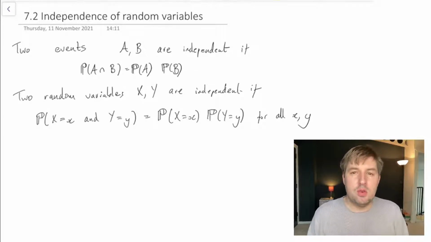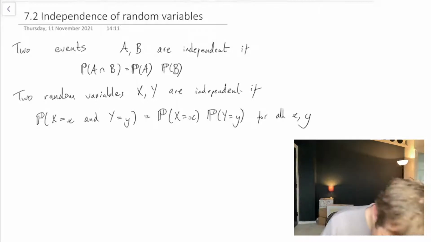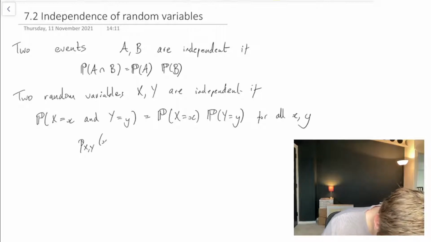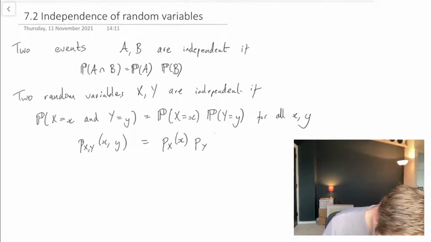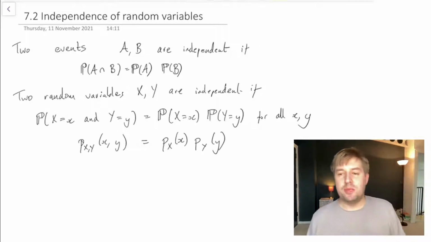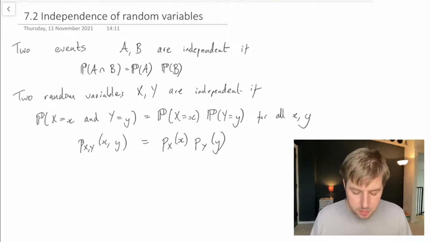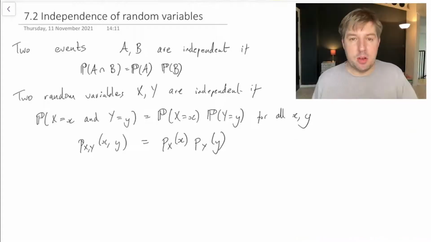We can actually write out this definition using the language we learned in the previous subsection about joint and marginal probability mass functions. On the left, we've got the joint probability mass function, p_XY(x,y). And on the right, we've got the product of the marginal probability mass functions, p_X(x) and p_Y(y). So that's our definition for independence for random variables.